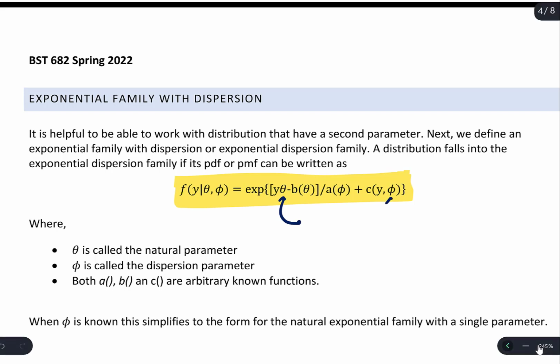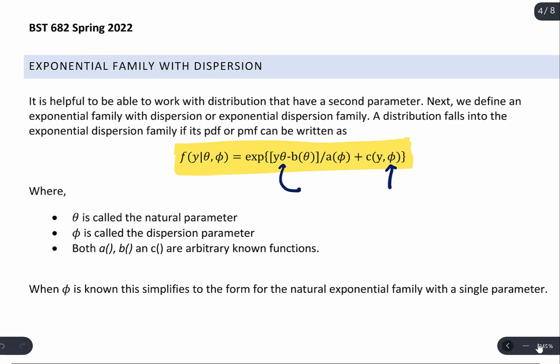Now notice we also have that second parameter here, and phi is what is called the dispersion parameter. So what you'll see is if you're working with a normal distribution, for example, phi is going to involve sigma and theta is going to involve mu.